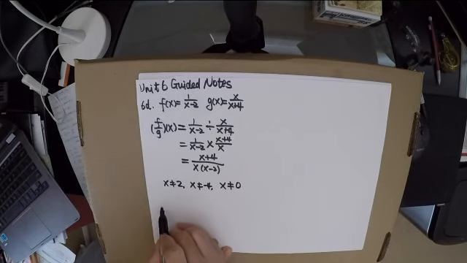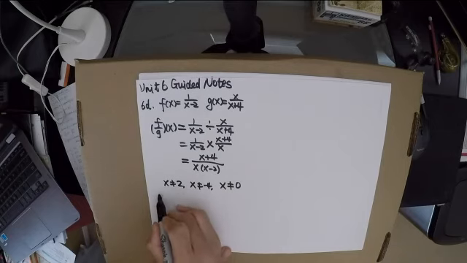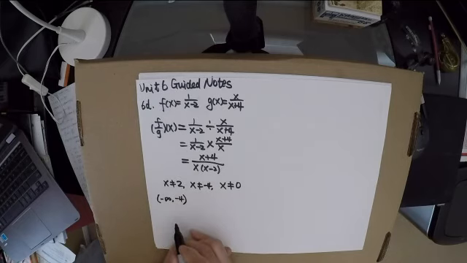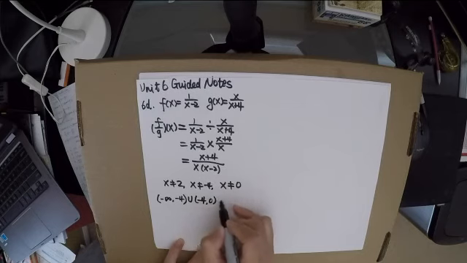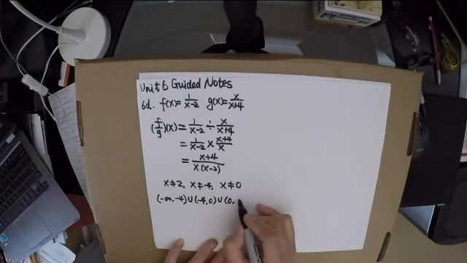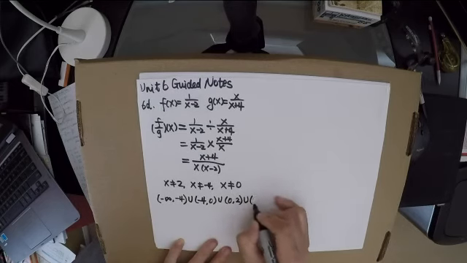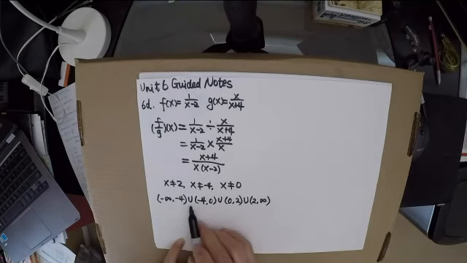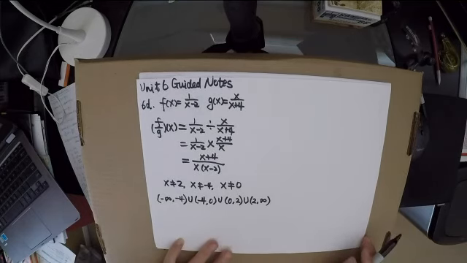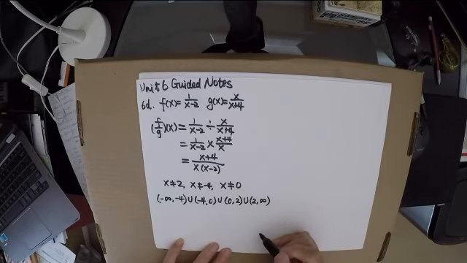Some students want to rewrite it in interval notation, so it will be negative infinity to negative 4, not including negative 4, and negative 4 to 0, and 0 to 2, not including 2, and 2 to positive infinity. So not negative 4, not 0, not 2, but the rest of the real numbers. So that's the answer to 6D.